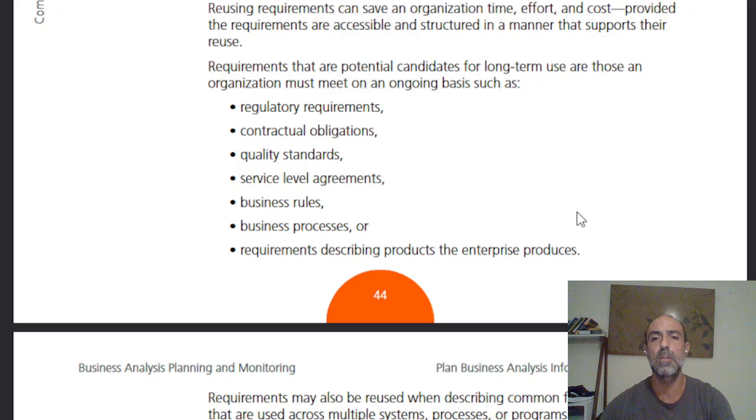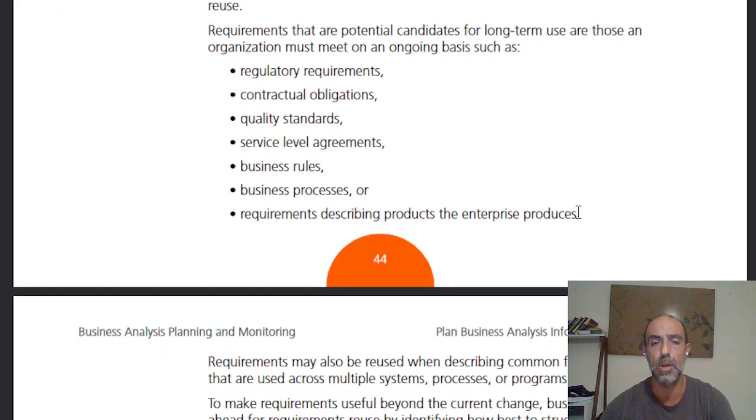Requirements that are potential candidates for long-term use are those an organization must meet on an ongoing basis, such as regulatory requirements and contractual obligations. So these kinds of information, like quality standards, service level agreements, business rules, business processes. I want you to imagine a document that's 500 pages, but you only want to read page 300 to 350, right? So how we organize them makes sense. And basically these are standards.